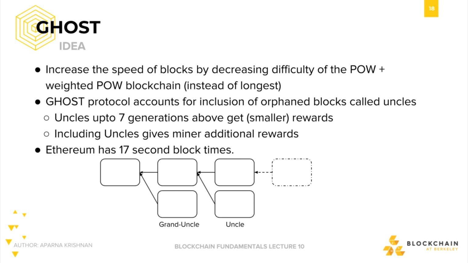And this clearly seems to work because Ethereum has 17-second block times, while Bitcoin has 10-minute block times. This also basically changes the whole notion of how you look at the longest proof of work blockchain, because now you're considering the heaviest blockchain based on the scores of all the uncles. It gets pretty complicated, but if you want to talk more about it, come to me after class.